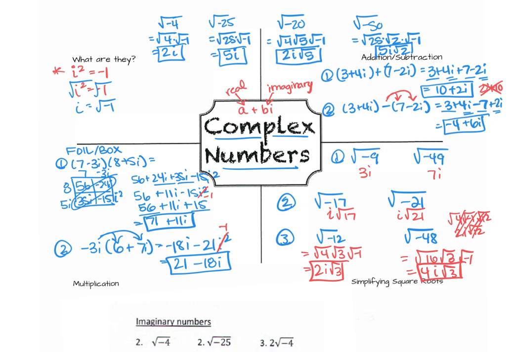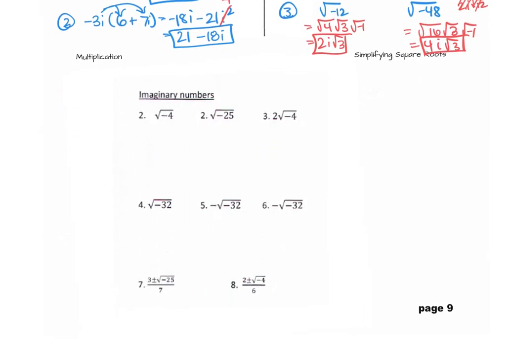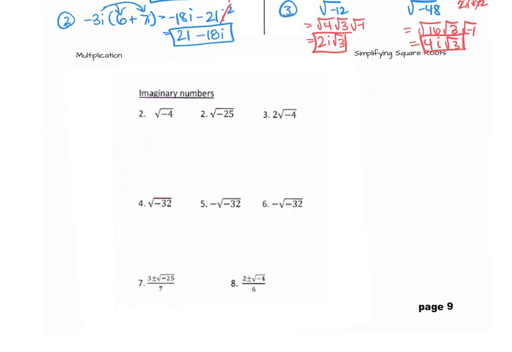So let's take a look at some of these problems at the bottom. On the first row, these were problems we were just doing. We know the square root of negative 4 is 2i. We know the square root of negative 25 is 5i. So what happens when you have something in front? Remember, this is 2 times the square root of negative 4. So the 2 stays out in front, and the square root of negative 4 is another 2i. So my final answer for that one would be 4i.